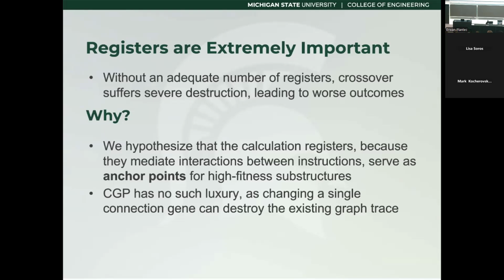If one instruction is changed and one substructure is then irreversibly damaged, because it is indirectly communicating with the other instructions through the registers, the other instructions are not necessarily affected, and the other substructures are not necessarily heavily damaged. Whereas with CGP, if you change a single connection gene, you have an entirely different graph, especially towards the output.